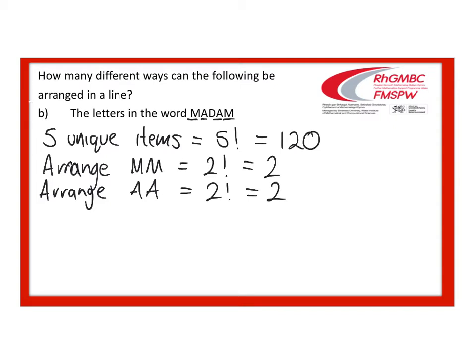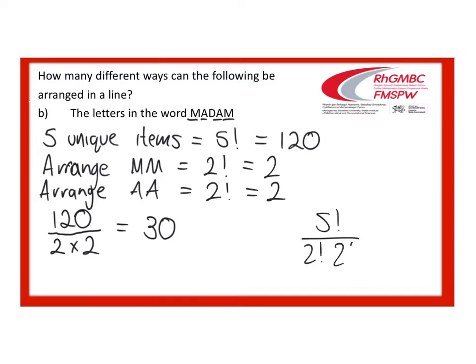So what we're going to do is we're going to take the arrangement of the 120 unique items, and I'm going to divide it by the 2 different ways that I can arrange the M and the M, and I'm going to divide it by the 2 different ways that I can arrange the A and the A. So I get 120 over 4, which gives me 30 different ways that we can arrange the letters in the word madam. Of course, once you start to identify this, we don't necessarily need to break the problem down like this. We can just step to a solution of 5 factorial over 2 factorial times 2 factorial.